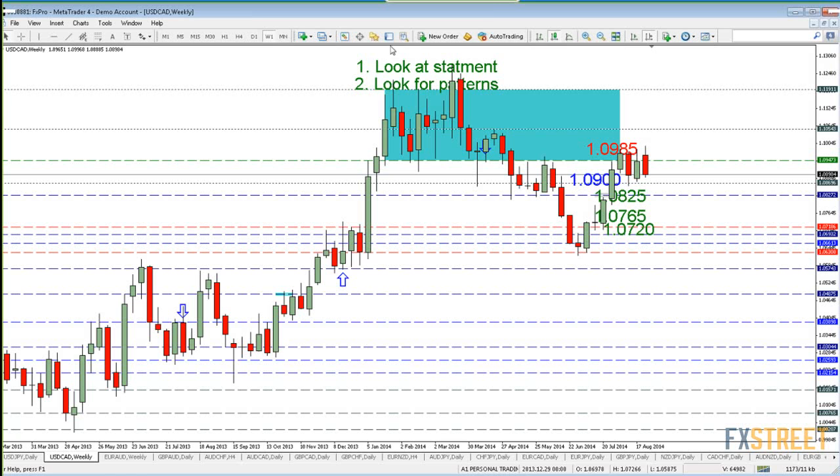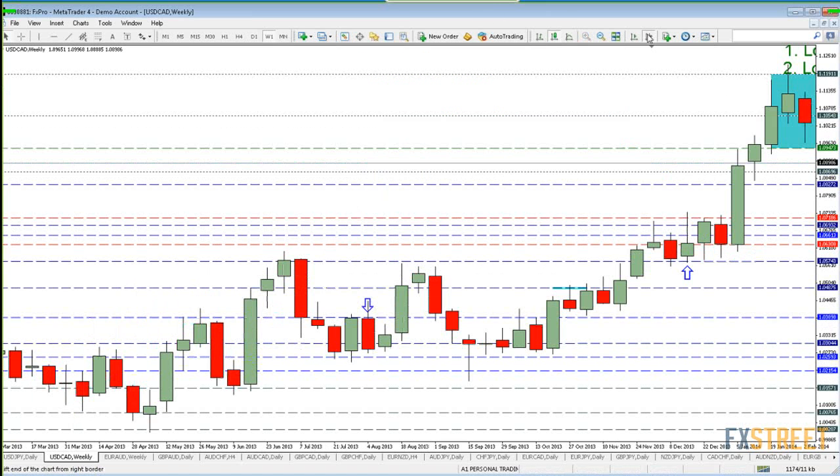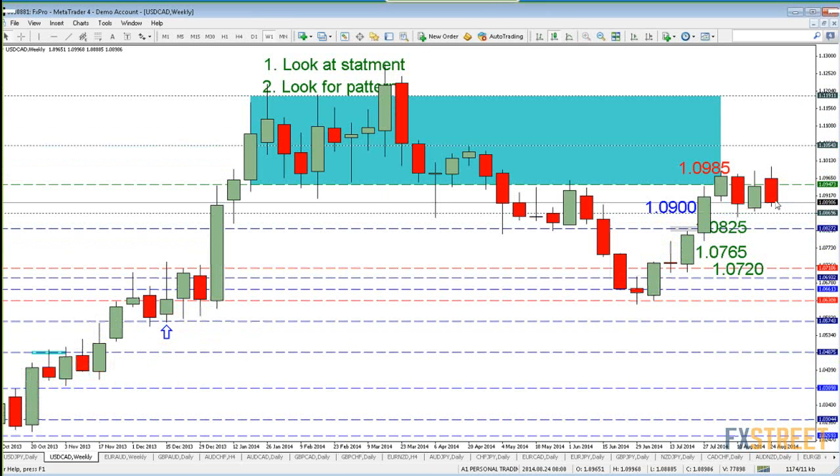I would go to the weekly, and I would wait for a weekly candle to close below this low right here. This low was 2 weeks ago, and that was 108.59. I would wait for the weekly candle to close below 108.59, and then I would say, you know what? This is going to go down, and I'm going to sell it all the way down to this low here at 106.30.